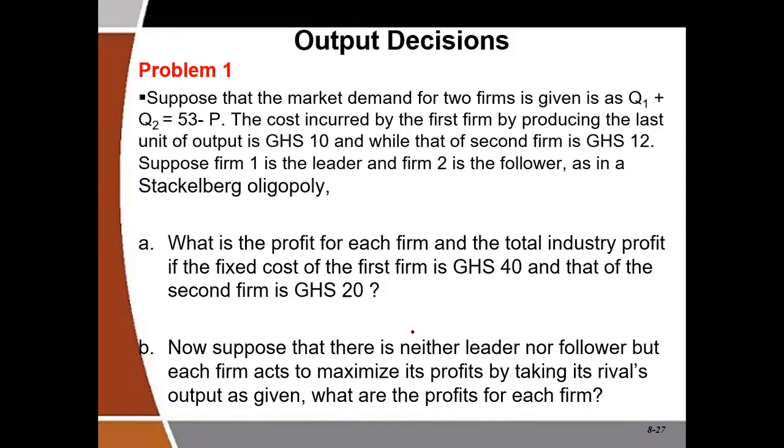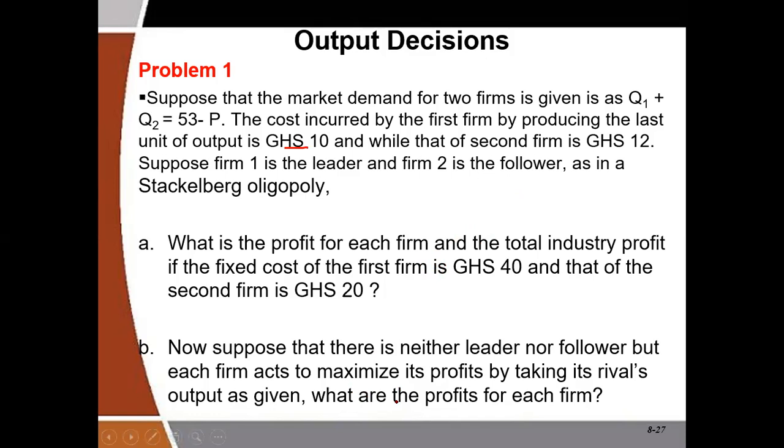Now, this example says that suppose the market demand for two firms is given as Q1 plus Q2 is equal to 53 minus P. The cost incurred by the first firm by producing the last unit of output is 10 cedis. That means that the marginal cost of firm 1 is 10 cedis, whilst that of the second firm is 12 cedis. So the marginal cost of firm 2 is 12 cedis. Suppose firm 1 is the leader and firm 2 is the follower, as in a Stackelberg oligopoly. A, what is the profit for each firm and the total industry profit if the fixed cost of the first firm is 40 cedis and that of the second firm is 20 cedis?